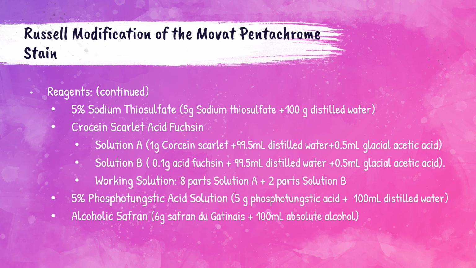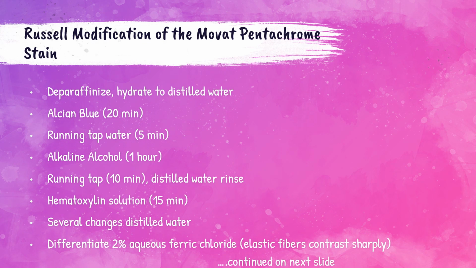Then 5% phosphotungstic acid solution, which is prepared by combining 5 grams of phosphotungstic acid with 100 milliliters of distilled water. And then lastly, the last reagent here is the alcoholic saffron, which is prepared by combining 6 grams of the saffron du Gatinais with 100 milliliters of absolute alcohol. So let's get into the procedure here.